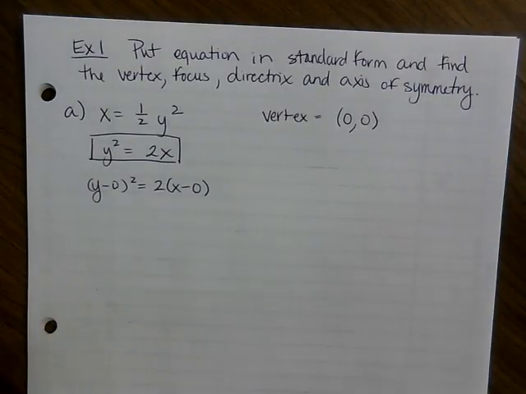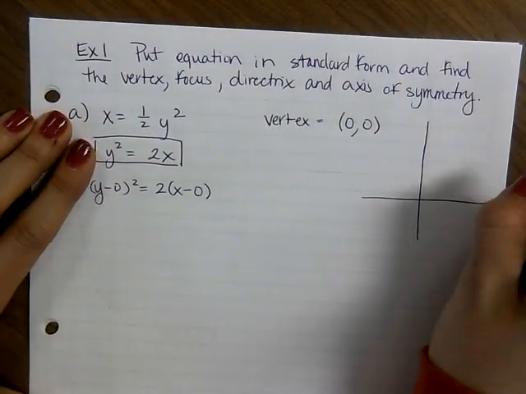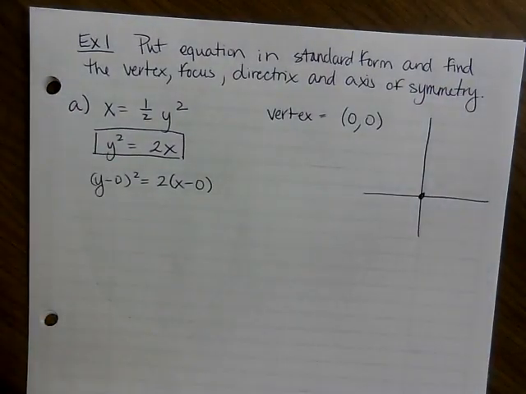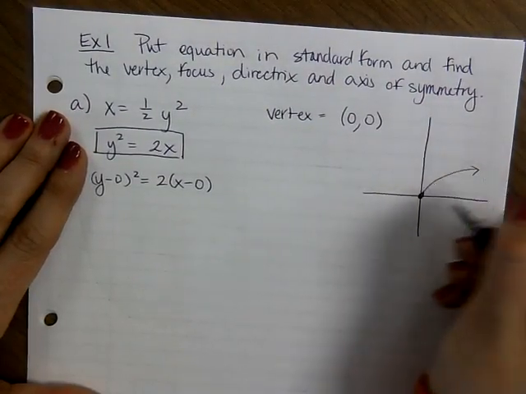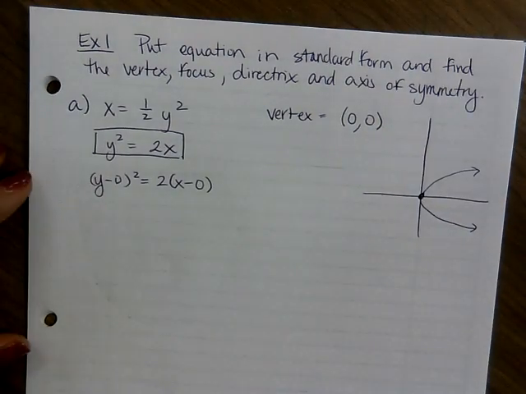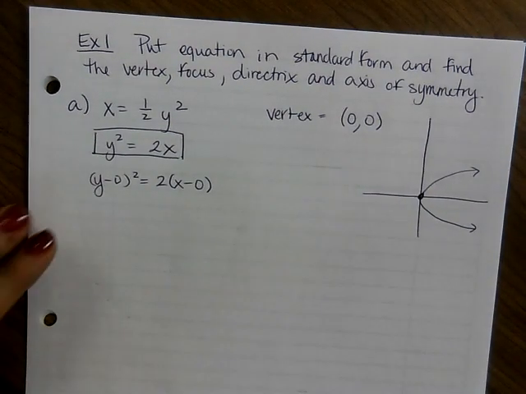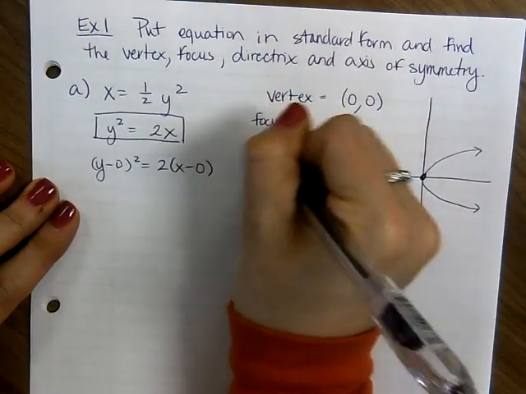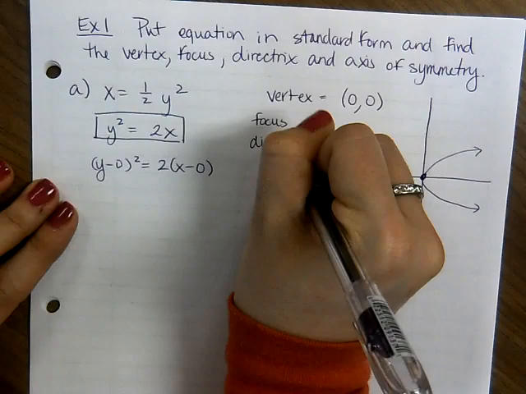Think about what's going on now visually. So we have this parabola. It has a vertex at (0, 0), and it points to the right. So I know so far it looks something like this. I'm just going to do a quick sketch. Okay, so I know it looks like this, but I have to find these other pieces of information: the focus, the directrix, and the axis of symmetry.